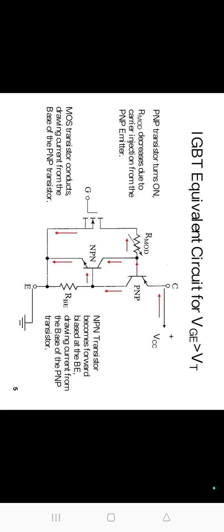Therefore, PNP transistor T1 is also turned on and regeneration takes place. Under this situation, the gate has no control over the current flow. Thus, the IGBT remains in the on condition even if the gate drive is removed. To avoid latch-up, efforts are made to reduce the body resistance R1.